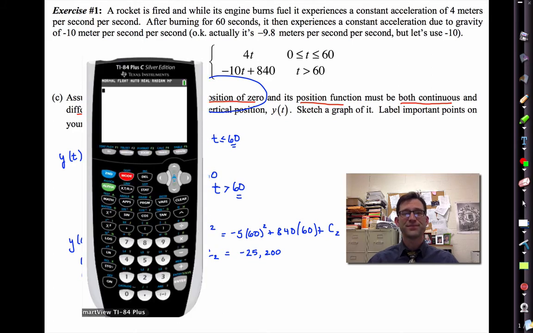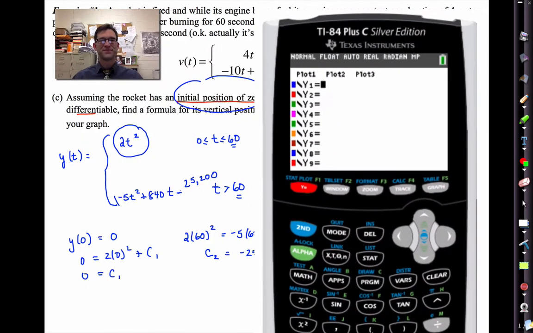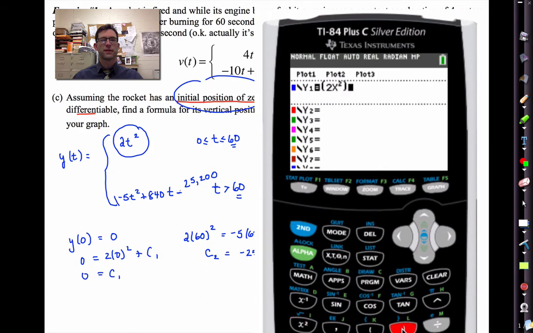I'm going to go into y equals. I know our independent variable here is x. That's fine. And watch what I'm going to do. This is kind of tricky. I'm going to put my first formula in, 2t squared, although it'll be 2x squared. But I'm going to put it in parentheses. I know that seems weird, but watch. Parentheses, 2x squared, parentheses.